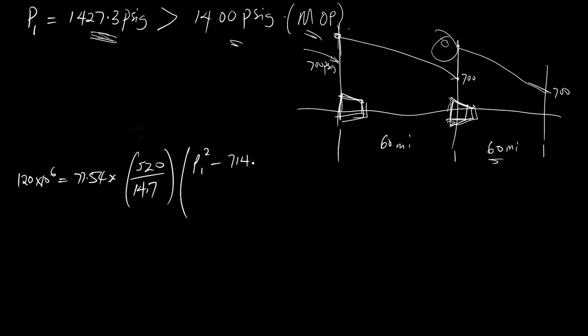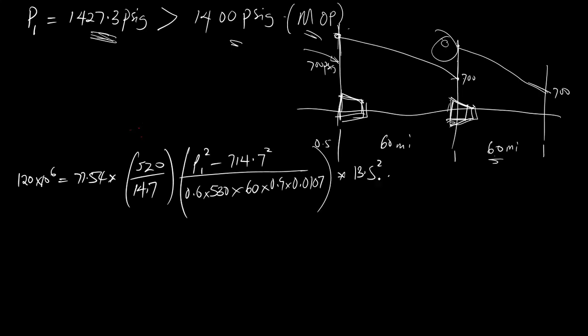minus 714.7 square divided by 0.6 divided by 530 divided by, now here becomes 60, not 120, divided by 0.9 divided by 0.0107, all raised to 0.5 times 13.5 square, 7.5 raised to power 5 and 2.5.